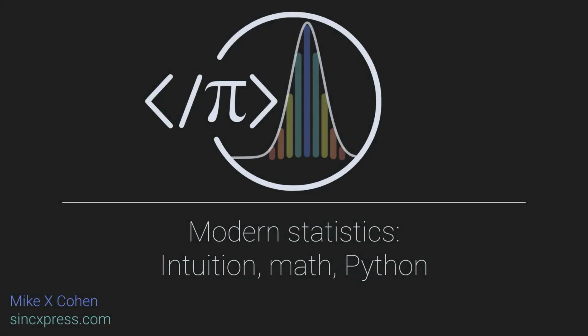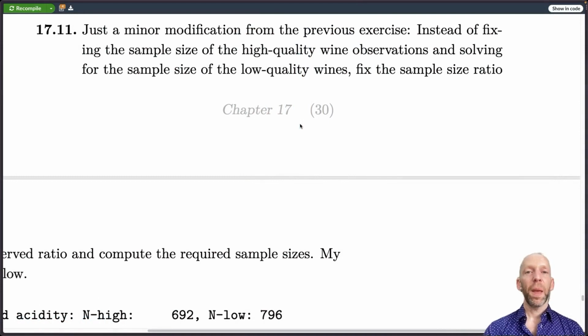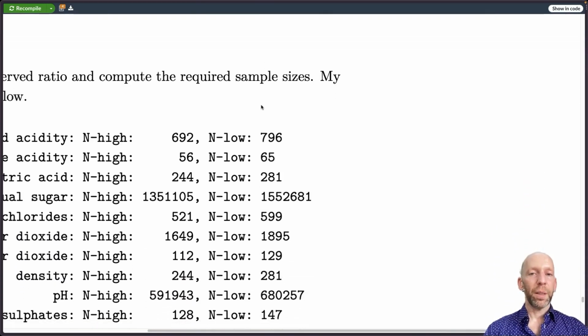Here we are in exercise 11 of chapter 17. This exercise is just a minor modification from the previous exercise. Remember, in exercise 10, we computed the required sample size for group 2, the low quality ratings group, based on a desired statistical power of 0.8 and the observed effect size. So what you want to do here is copy and paste the code from the previous exercise. Instead of fixing the sample size of the high quality wines, you want to fix the sample size ratio and then compute the required sample size.